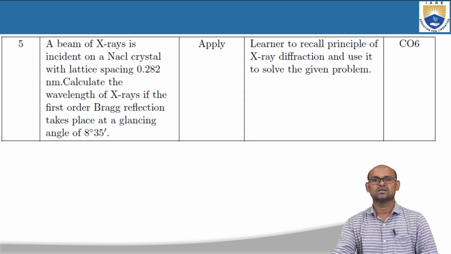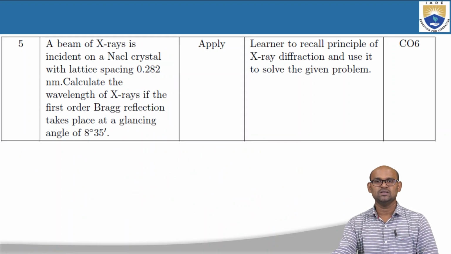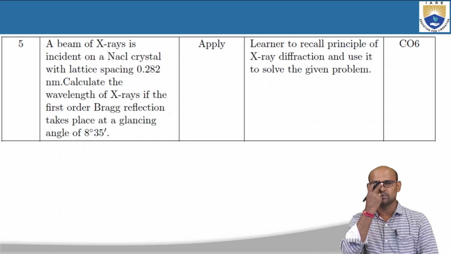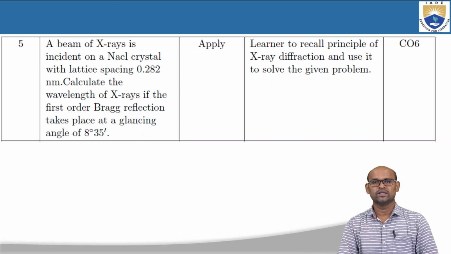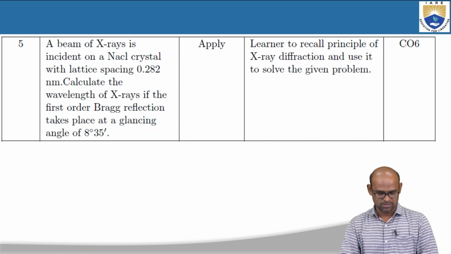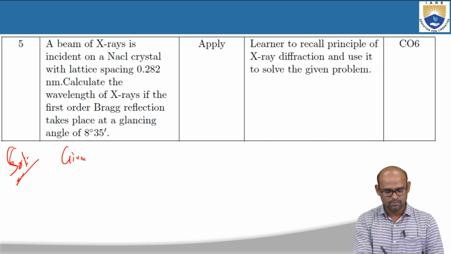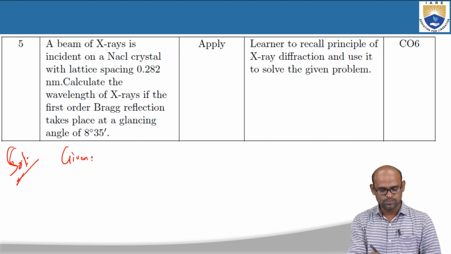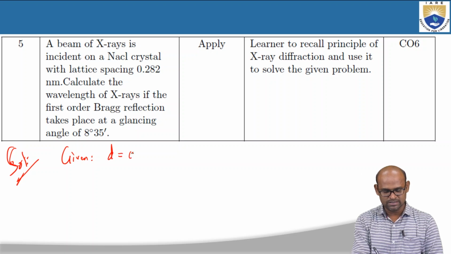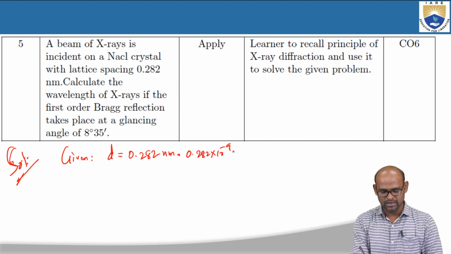A beam of X-rays is incident on an NaCl crystal with lattice spacing 0.282 nanometers. Calculate the wavelength of X-rays if the first order Bragg's reflection takes place at a glancing angle of 8 degrees 35 minutes. Solution. So they have given us lattice spacing. Lattice spacing d is given as 0.282 nanometers. So that is 0.282 into 10 power minus 9 meters.